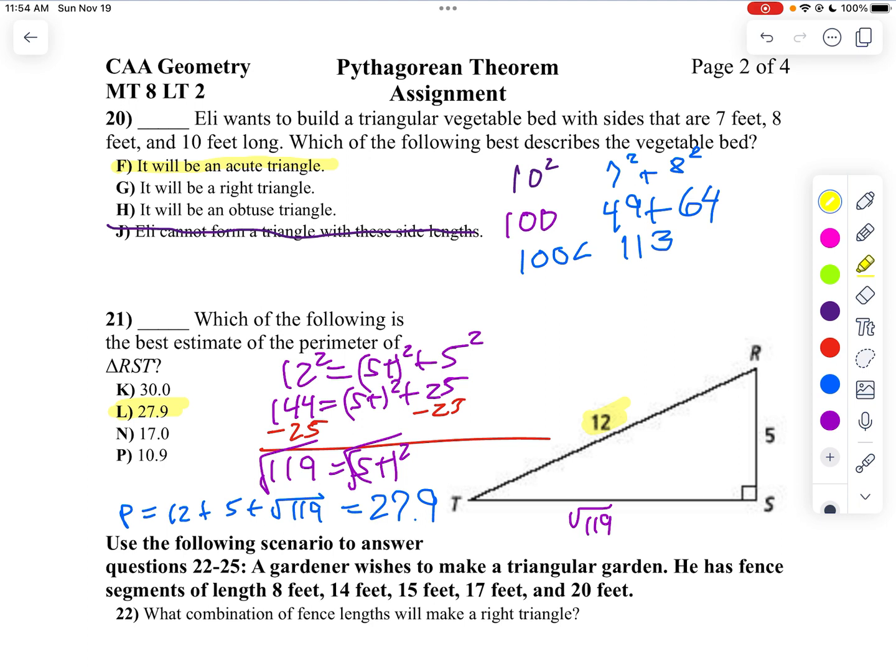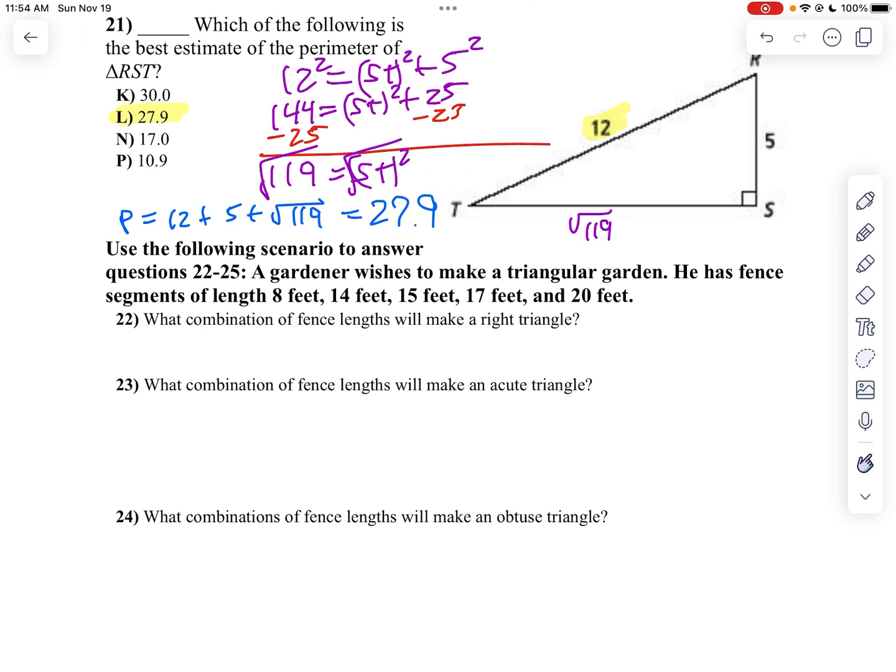Now in 22 through 25, you probably want to refer to your chart for the Pythagorean triples, because notice they're all nice whole numbers. So if I go back to my seminar, look at my chart for Pythagorean triples, the one that makes a right triangle, well, that's going to be 8, 15, and 17, isn't it? How do I know that? Because I looked at the chart.